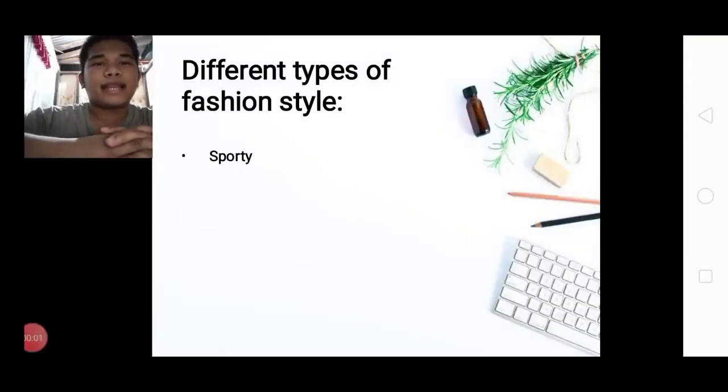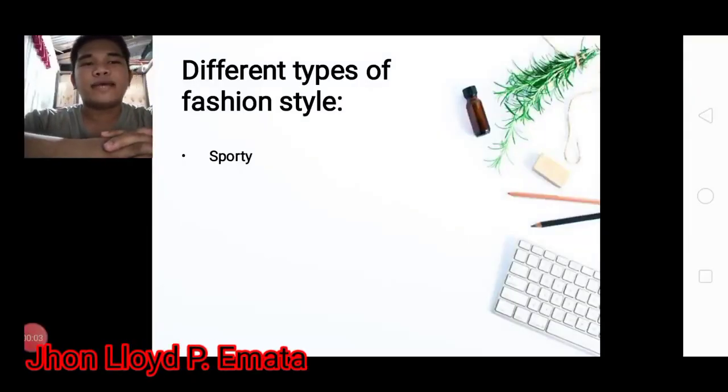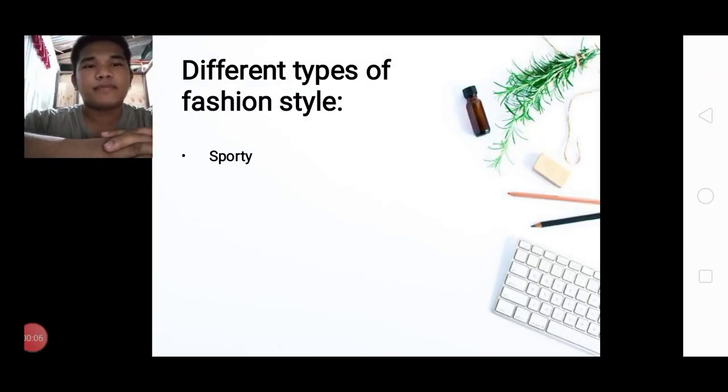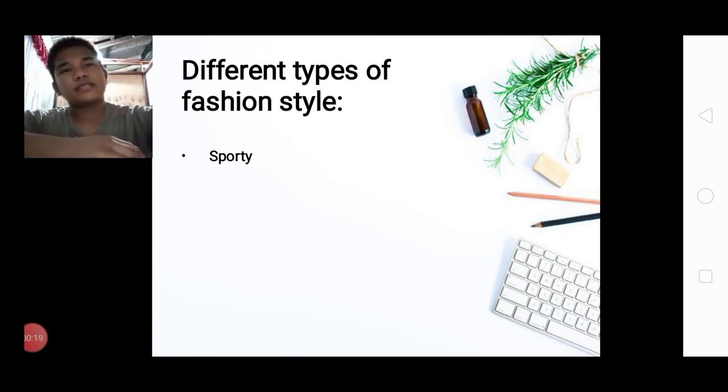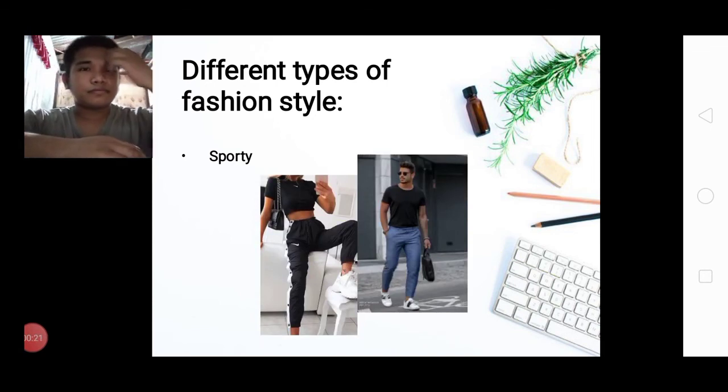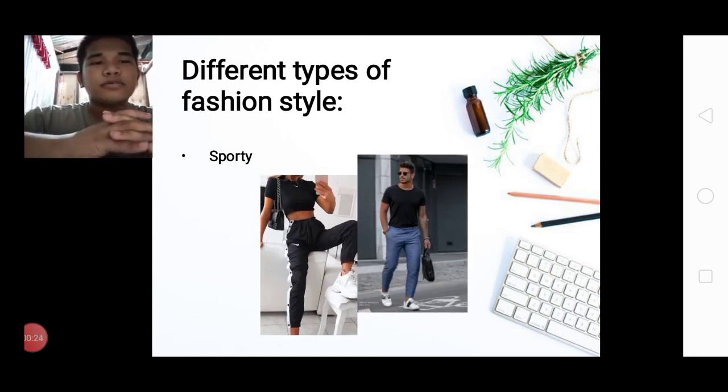Types of fashion style. Fashion may be all about finding unique ways of dressing, but sometimes it helps to have a blueprint. Below are some broadest categories of fashion to help get you started. First is the sporty style. Sporty style, or also known as athleisure, takes elements of athletic wear like leggings, bike shirts, and oversized sweatshirts out of the gym and onto the streets.